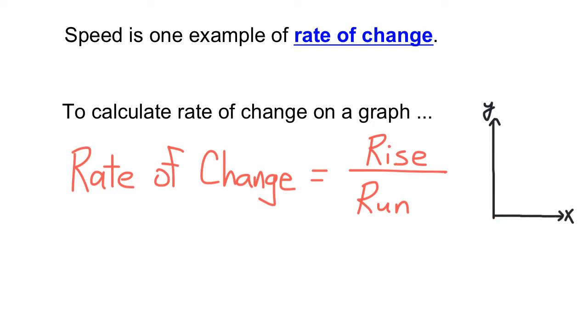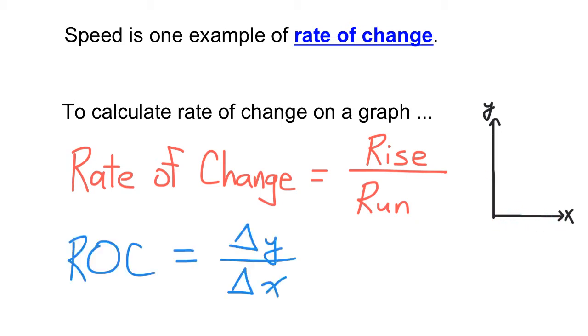So in the previous example, we were calculating speed. So speed was our rate of change. And to calculate that, we figured out the change in the distance divided by the change in the time. And that's how we calculated speed. So it doesn't matter what values you are graphing on your y-axis or your x-axis. You can calculate the rate of change by taking the change in your y values divided by the change in your x values.